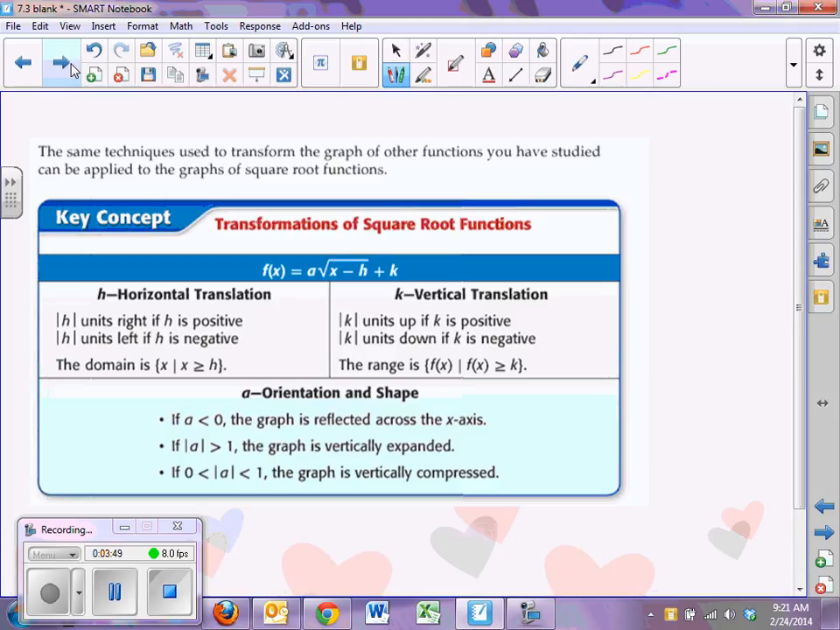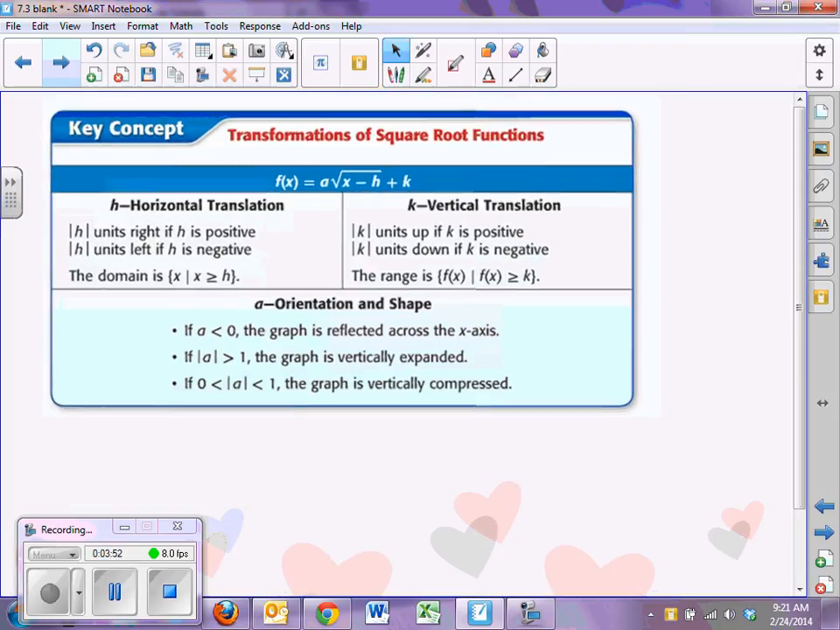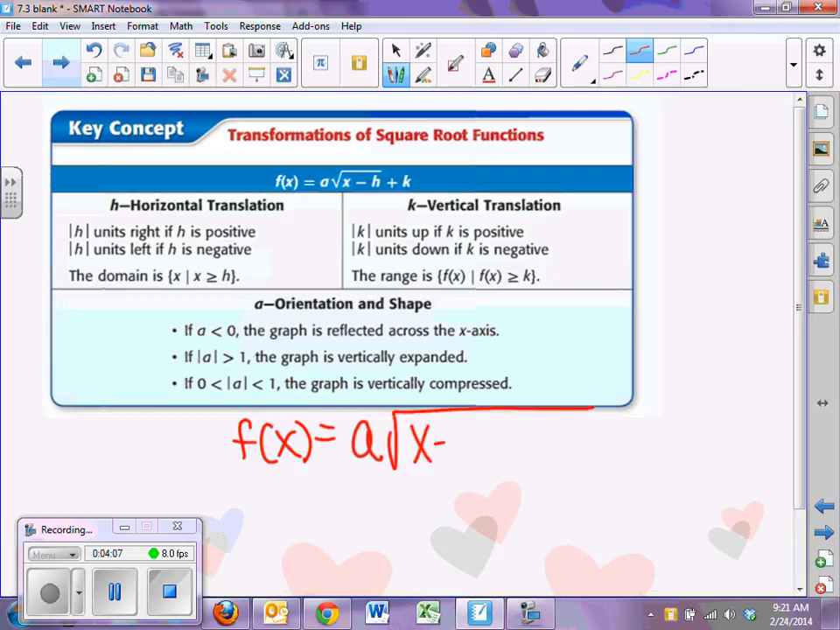Now, you have to learn this. This is really going to make graphing so much simpler. The square root function looks like this: a, which again affects the shape as far as being vertically compressed or vertically expanded. But we have x minus h, whoa, let me end my parentheses, and plus k. These are the same translations that were used before. So the k, if the plus k is positive, it means it got shifted up. If k is negative, it gets shifted down.